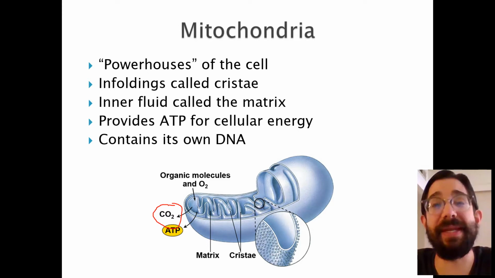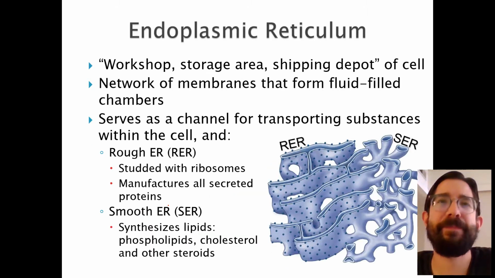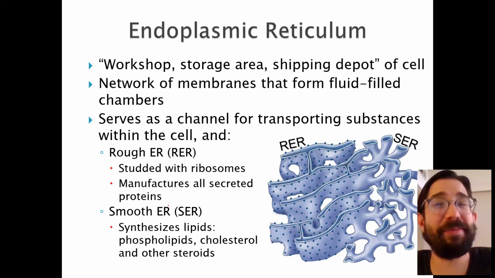Mitochondria also contain their own DNA. Maybe you've heard of mitochondrial DNA is good in researching evolutionary relationships and things like that. Endoplasmic reticulum, kind of a long name here, workshop, storage area, shipping depot of the cell. So we'll revisit those. Let's just look at what it looks like.